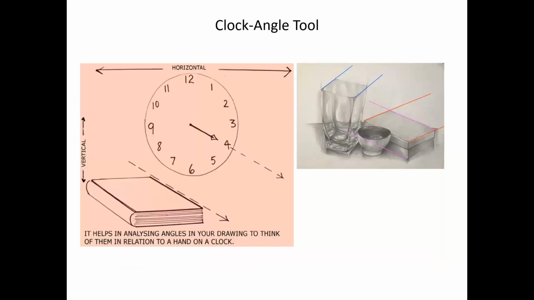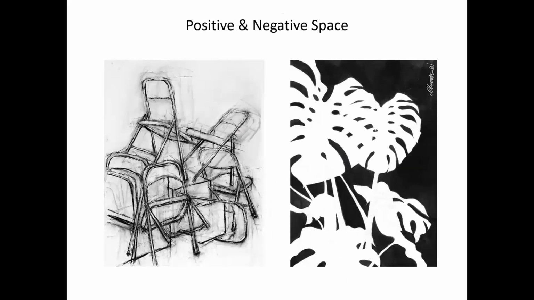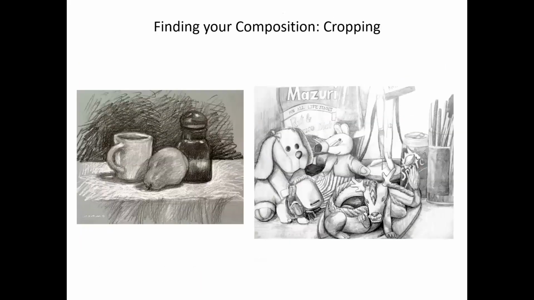Another way to look at it would be back at this slide here. This is a really great example where we see the red line and the blue line and the black line. That is using perceptual gridding to try to figure out the proportion of the objects. So not only their proportion within scale as compared to one another, but also the relative size of parts to a whole, how they are all working together between the positive space of the objects and the negative space of the area around them.